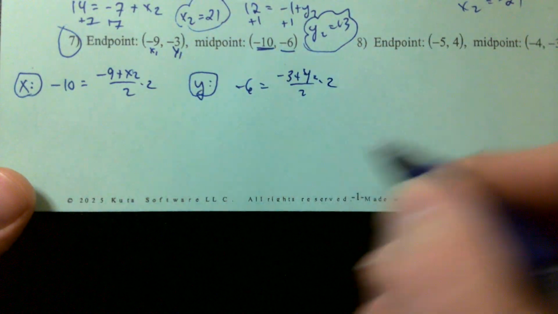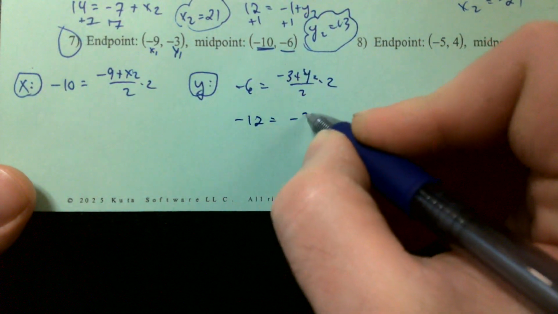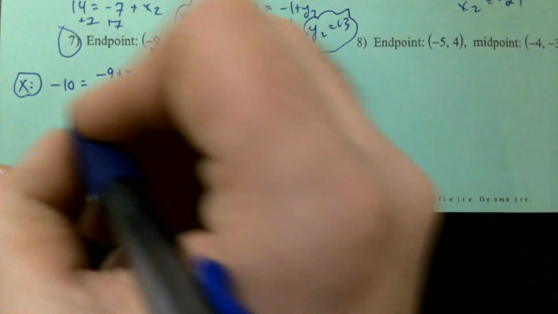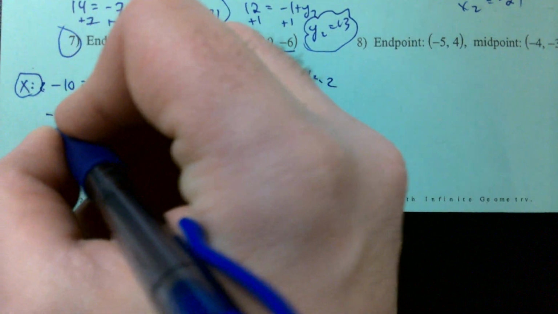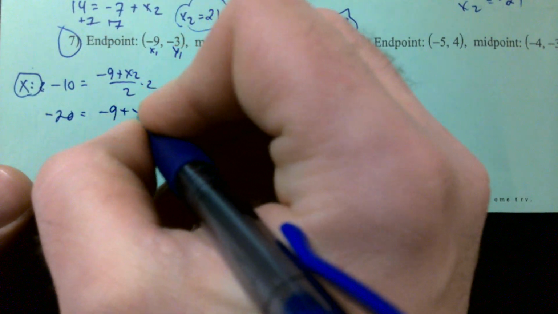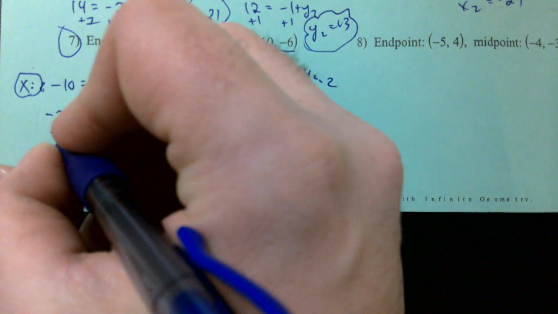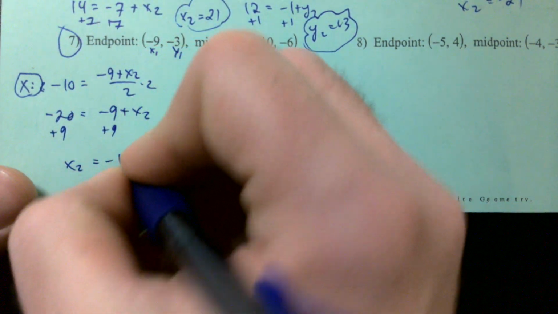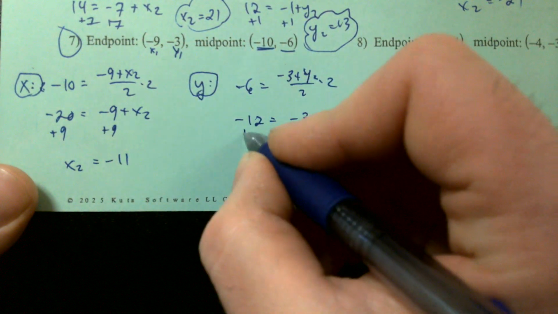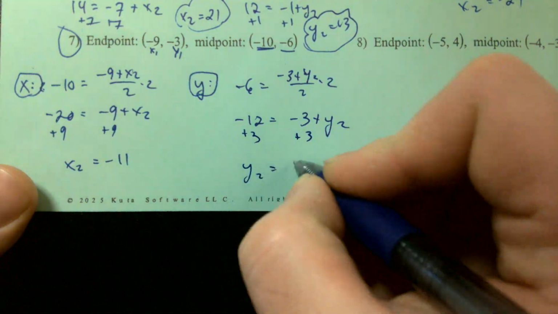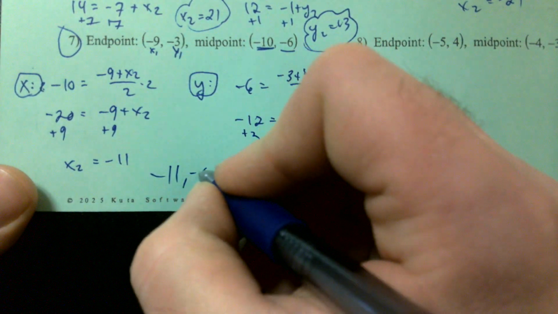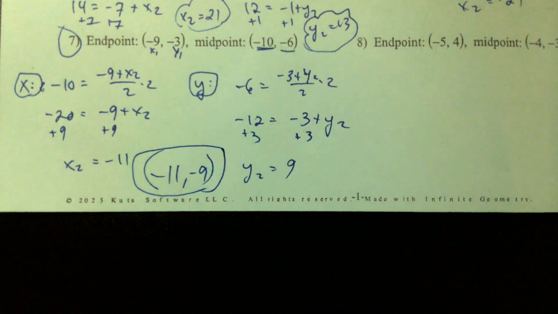Multiply by 2, multiply by 2, I get negative 12. Breezing through this here, times 2, negative 20. I'm going to add 9, x2 is negative 11. I'm going to add 3, y2 is negative 9. So negative 11, negative 9 is my other endpoint there.